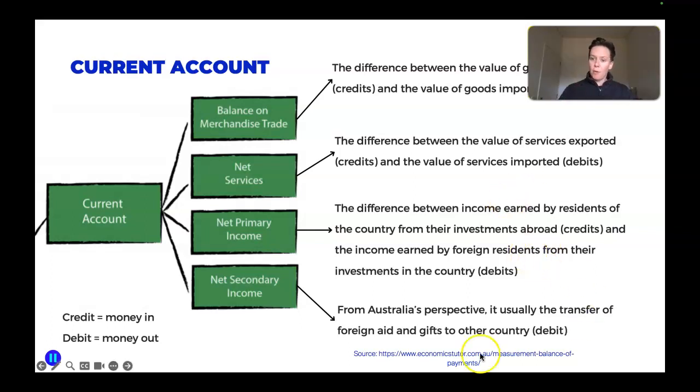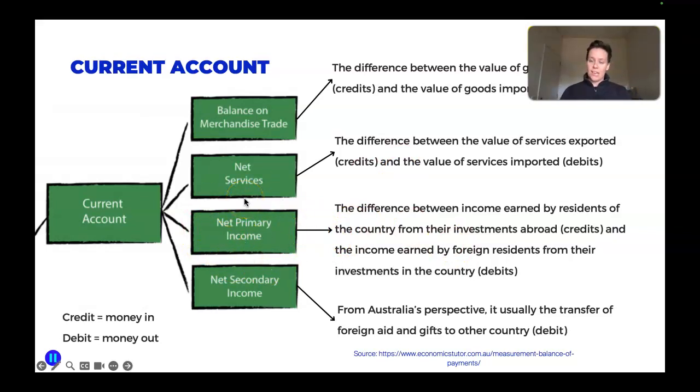Let's flip our thinking for a moment. The back end, income earned by foreign residents from their investment in Australia. Let's take a big Australian company like BHP, for example. They issue shares to their shareholders. It may be the case that someone in Germany owns a share in BHP in Australia. And then when BHP pay that dividend to that owner of that share in Germany, they are sending income from Australia to Germany. So from Australia's perspective, that is a debit. It's money going out, and it also constitutes income. So it is a debit out of the net primary income account.